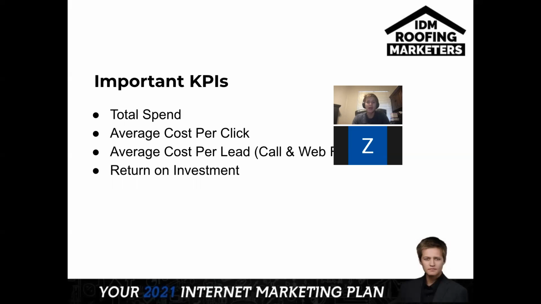But also if you want to add the form submissions plus the number of calls that came from the ads, you can get a more accurate number that way. Like I said before, total spend divided by the calls and form submissions. So let's say, for example, you spent $1,000 on Google Ads, and then you had 20 calls and 20 form submissions. You would take 1,000 and divide that by 40, and you'd get your average cost per lead.